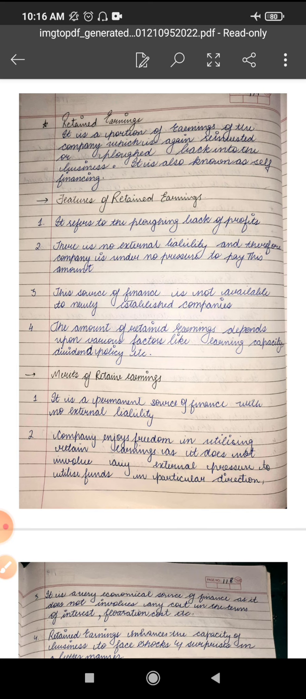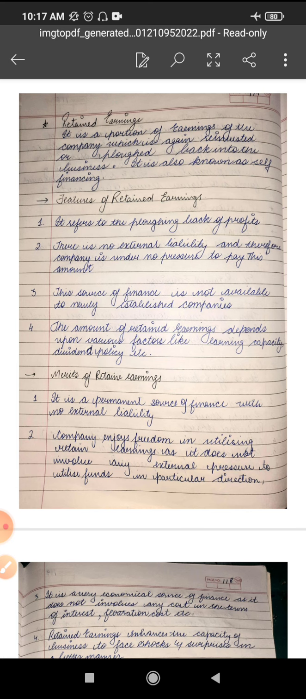Coming to the next one, that is merits of retained earnings. Now, first one, it is a permanent source of finance with no external liability. Every time the company or business is going to earn the profit, and every time there will be no external liability or pressure to pay interest and other things. That is why it is a permanent source of finance.